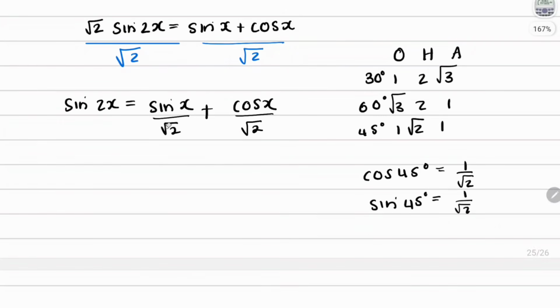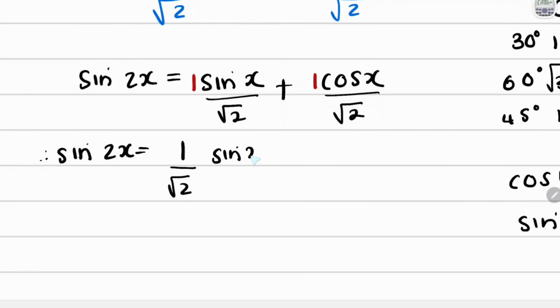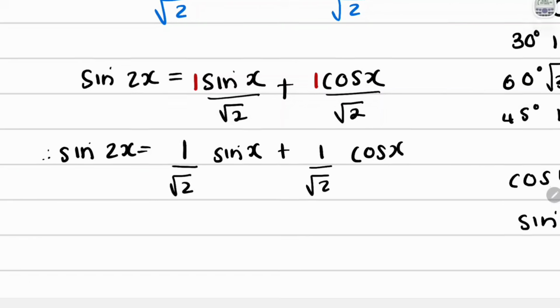Now, we can actually form a compound angle here using these. Because root 2 is the denominator, you can actually see it like this. You actually have an invisible 1 in front of the sine x and an invisible 1 in front of the cos x, meaning we have sine 2x being equal to 1. How about we let the 1 take the denominator of root 2? So 1 over root 2, then sine x, then plus, also do the same thing there, 1 over root 2 cos x. Okay, we're almost there.